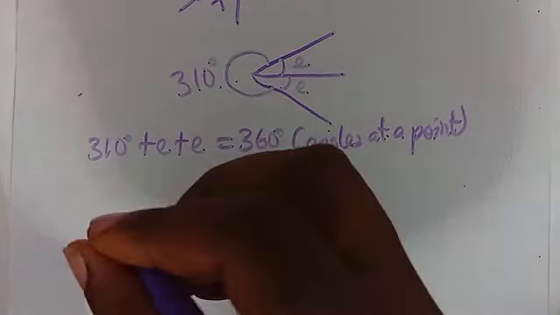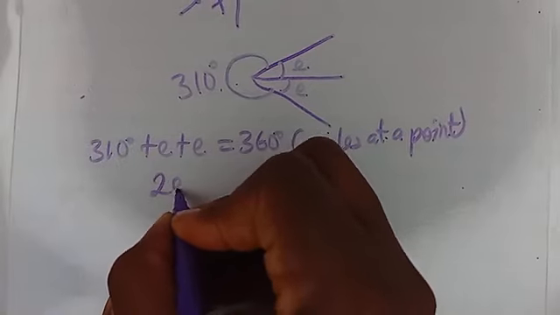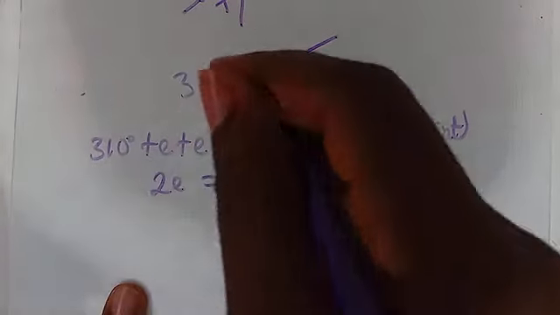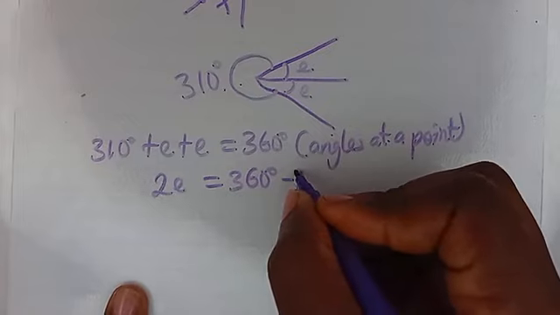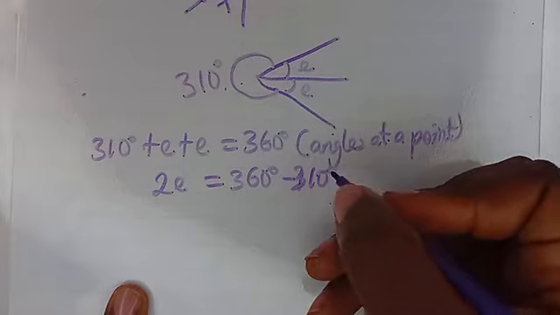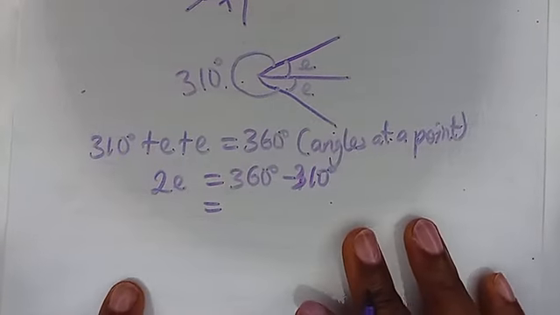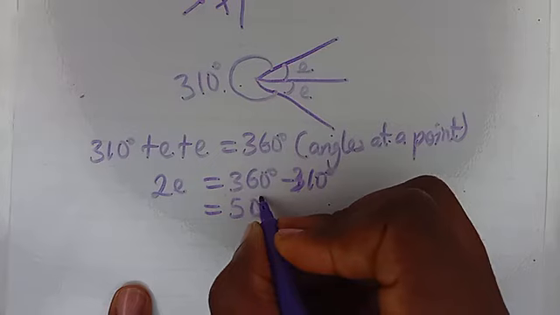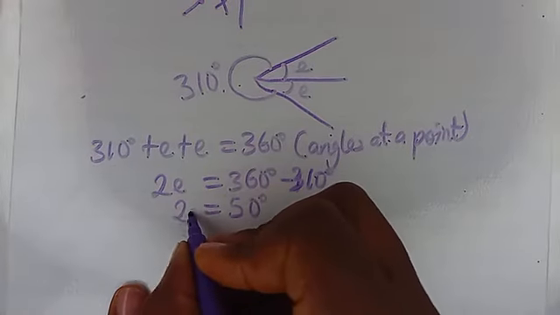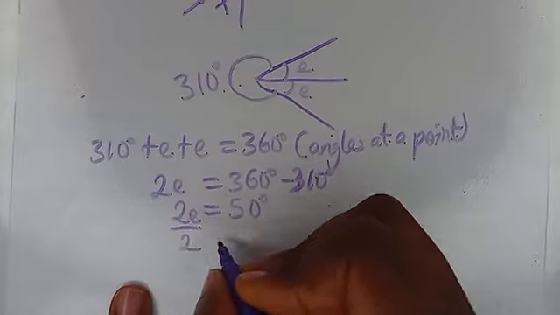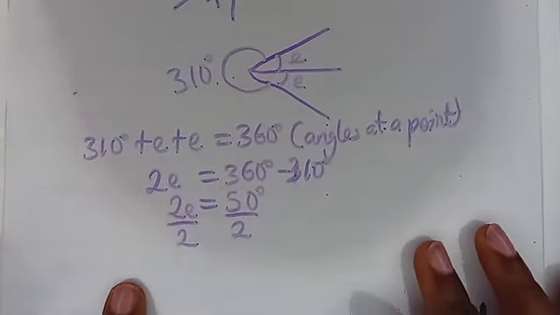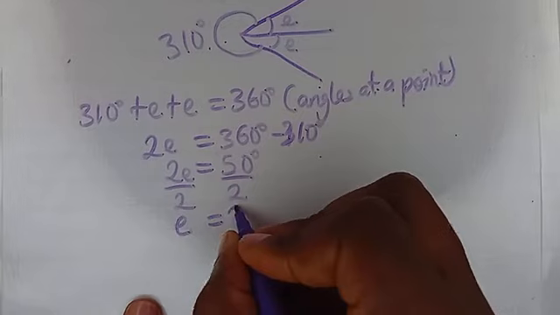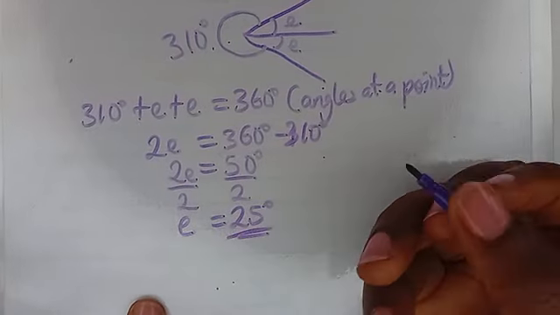Now we collect like terms. We have that E plus E is 2E. 2E is equal to 360 degrees minus 310. The 310 comes over to be minus 310. So we have that 360 minus 310 is 50 degrees. So 2E is equal to 50 degrees. We divide both sides by 2. And when we divide both sides by 2, we have that E is equal to 25 degrees.